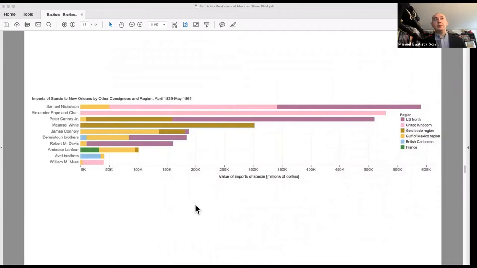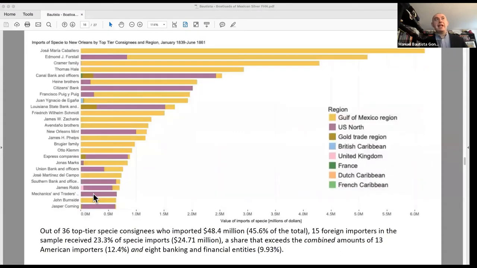So these people who are bringing in from ports in the US North, from Europe, from the French and the British Caribbean, they are rather different and more known to US economic and financial historians. So then the question becomes one of what is happening in this regard, so that the people who are better known to US historians are overrepresented in the literature, and what is happening to the people who are bringing in specie to New Orleans from the Gulf of Mexico? Why aren't they so studied?